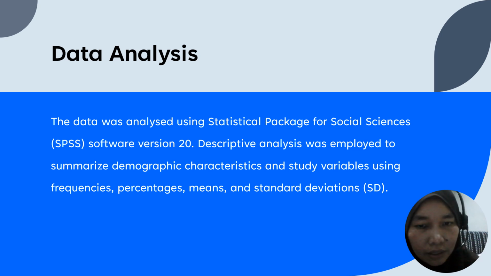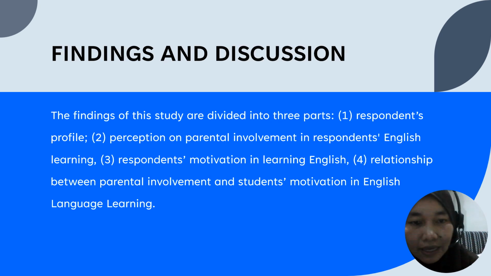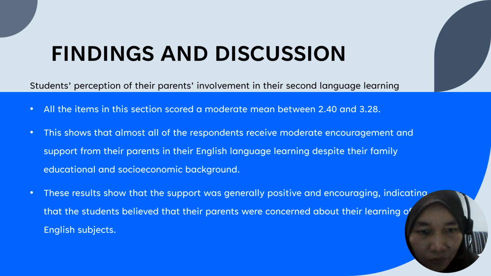So the data analysis used is the SPSS software, right? And data is tabulated in terms of frequencies, percentage, means, and standard deviations. Right. Findings and discussions. The findings obtained for the study are divided into 3 main parts: the respondent profiles, the findings on parental involvement, the findings on motivation, as well as the relationship between the parental involvement and students' motivation. Alright, in terms of the students' perception of their parents' involvement, all items in this section have a moderate mean, which means that almost all of the respondents receive moderate encouragement and support from their parents in their English language learning, alright.